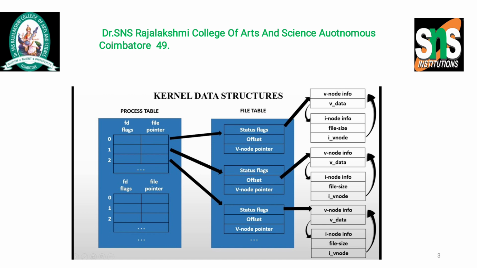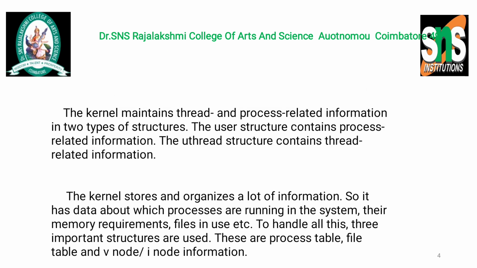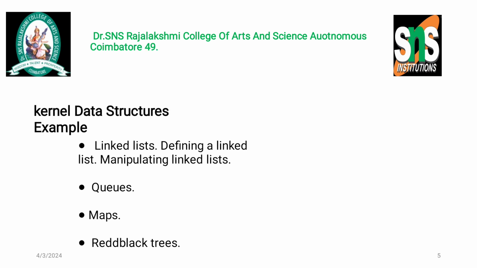So the kernel data structure uses three types of tables: process, file and vnode table. With the help of these tables, it organizes the data and supplies that data for process execution. The kernel maintains thread and process related information in two types, which is nothing but user thread and kernel thread levels.